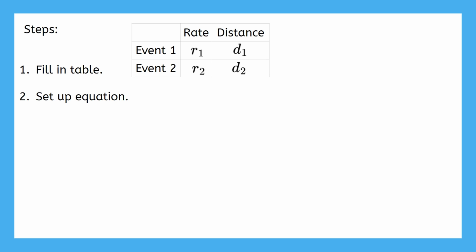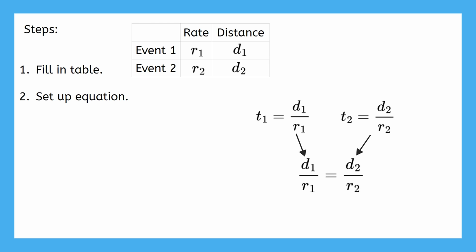We'll see 2 types of equations, and they'll both come from the formula we talked about earlier in the lesson. Time equals distance over rate. Since we have 2 events, we'll use the formula twice. We can set it up for event 1 using d1 and r1. We also have the same setup for event 2 using d2 and r2. We may be told in the problem that the times for both events equal each other, and if that's the case, then we set these equal to each other.